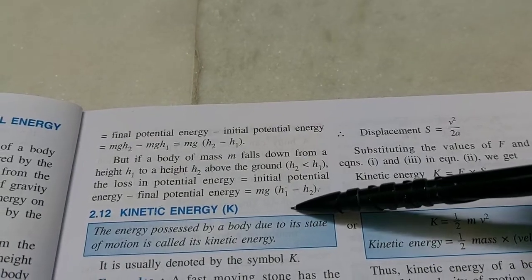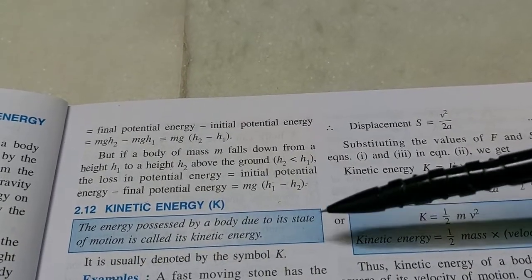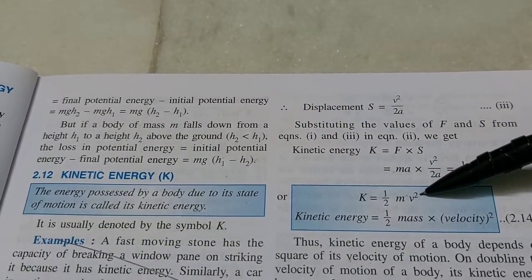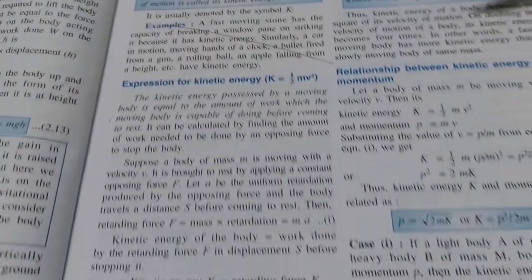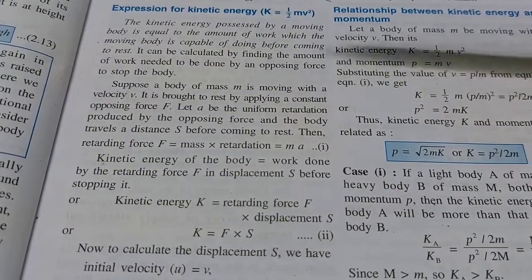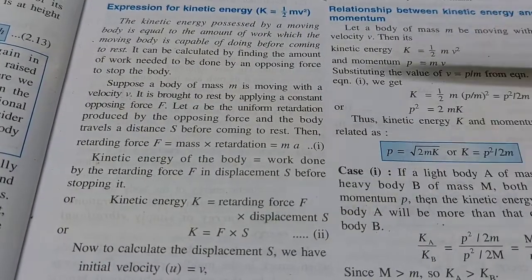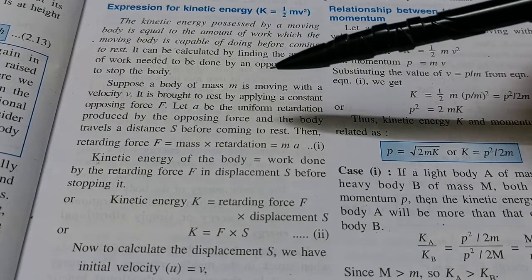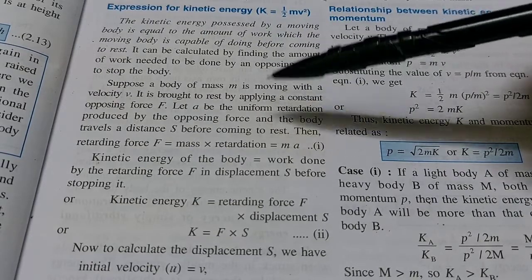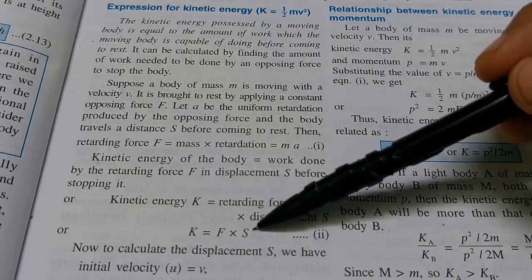Kinetic energy is the energy due to its state of motion. Anything which moves has kinetic energy. And it has a formula, half into mv squared. There is a derivation for it. First of all, we know that the work done by an object is force into displacement. Now, imagine there is an object moving with a particular velocity. It has some kinetic energy. It is doing some work, which is equal to force into displacement.